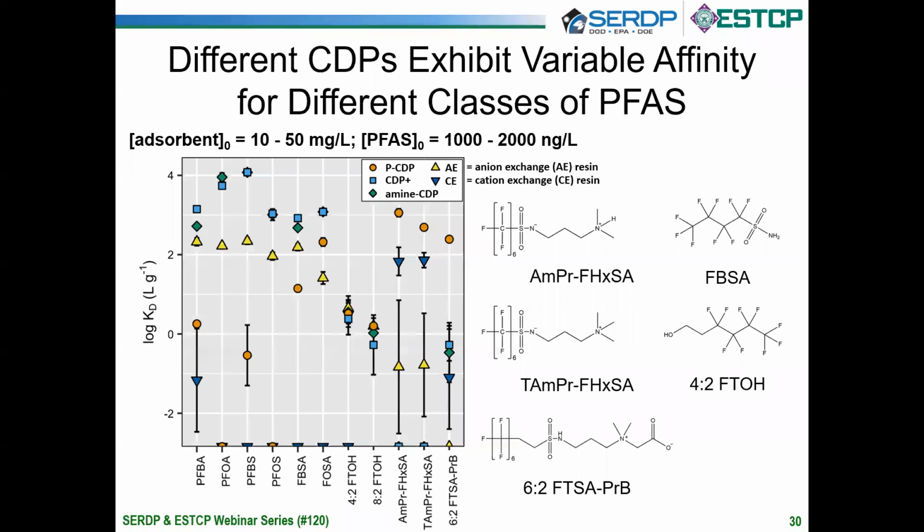So this is also a very exciting result for us because we now see and understand how different combinations of cyclodextrin polymers with different cross-linkers can be used together for the remediation of groundwater impacted by diverse groups of PFAS.